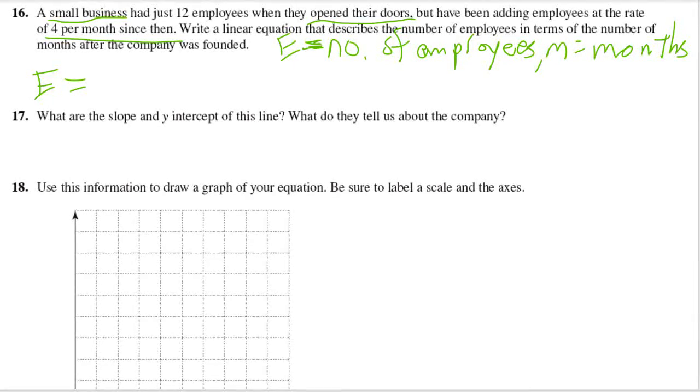Then I like to think about the months first. So if I know how many months, at 10 months there would be 40 employees, because I would multiply 4 times 10. So I'm going to multiply 4 times the number of months. We say that in math class by writing 4m. 4m means we're going to multiply 4 times m. And the first 12 employees haven't quit, so we still have the 12 that we started with.